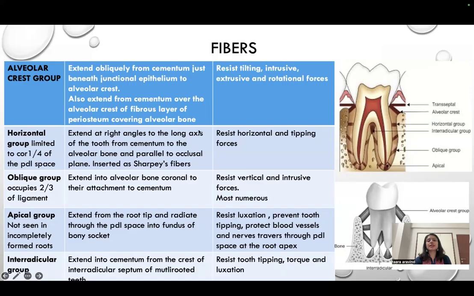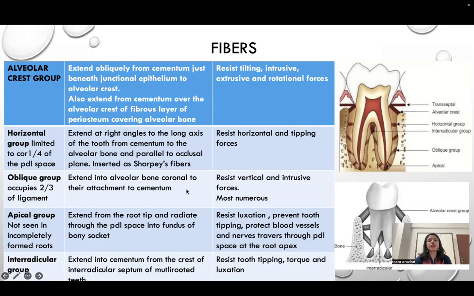Horizontal group, it extends at right angles to the long axis of the tooth from cementum to the alveolar bone. These are the horizontal group. They are parallel to the occlusal plane. They are inserted as Sharpey's fibers. Sharpey's fibers are the embedded portion of the principal fibers of the periodontal ligament. It is seen both in cementum as well as in alveolar bone. So for this horizontal group, the main function is to resist horizontal and tipping forces.